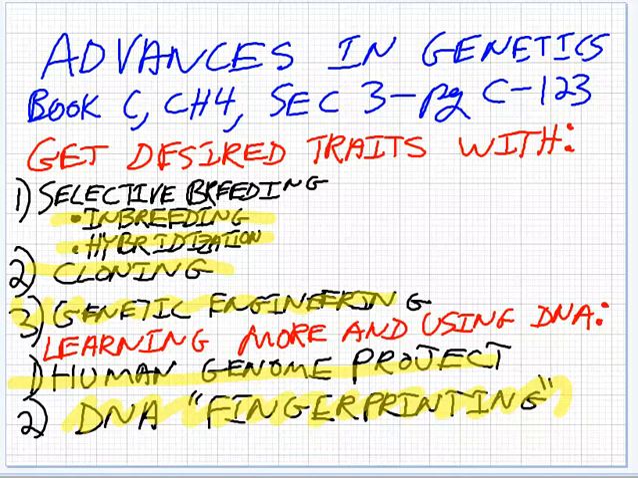So, that is Advances in Genetics, and that's the last section in Chapter 4.